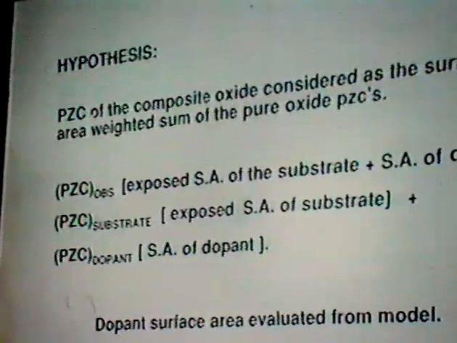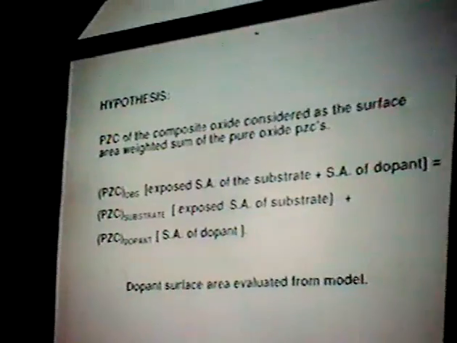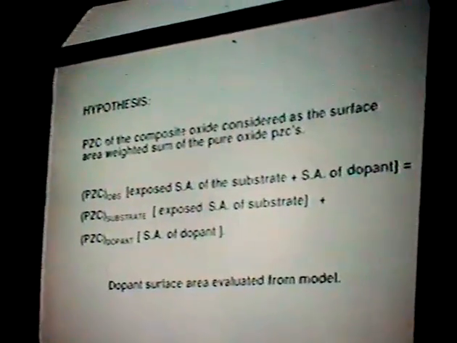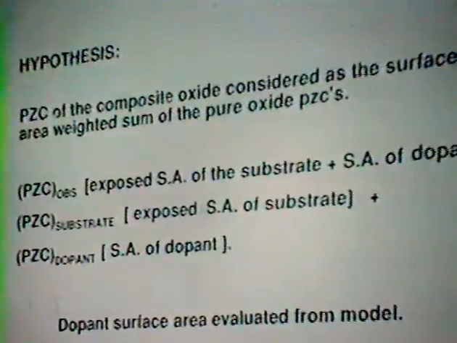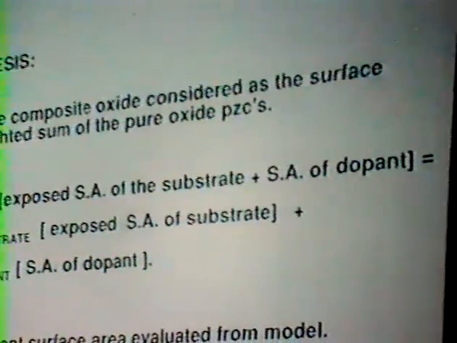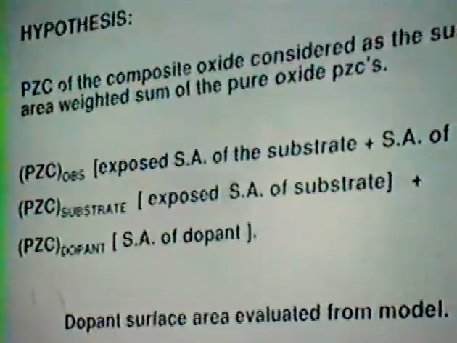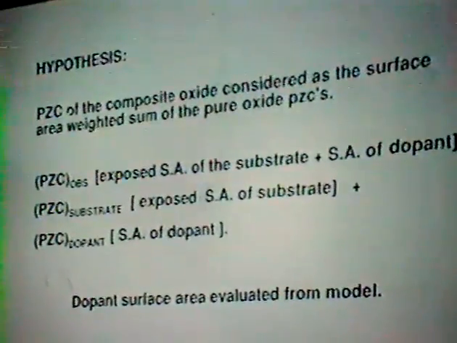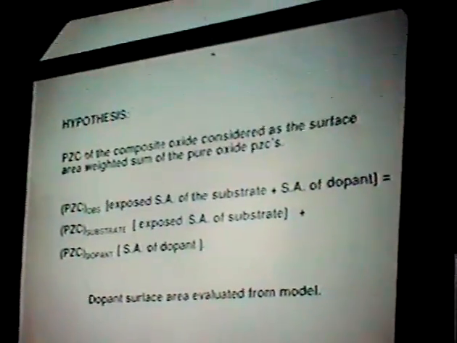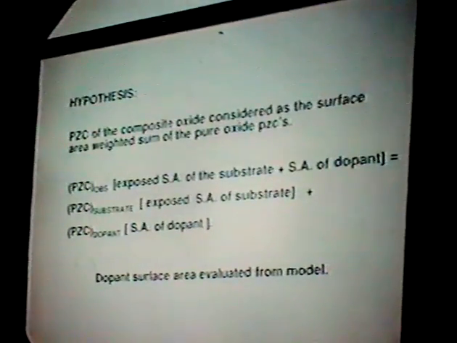Well, using our previous knowledge of the behavior of the physical mixtures, we proposed that the PZC of the composite oxide is the surface area weighted average of the pure oxide PZCs, or, if you will, stated as a mathematical word equation, that the PZC observed is going to be related, based on surface area weighting, to the PZCs of the two pure components. Now, in this relationship, we measure the PZC here. We have the PZCs for the two pure supports, and we have the BET surface area of the substrate. And what we need is the surface area of the dopant.